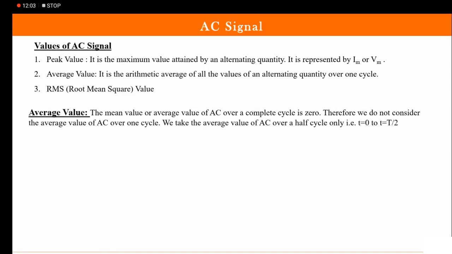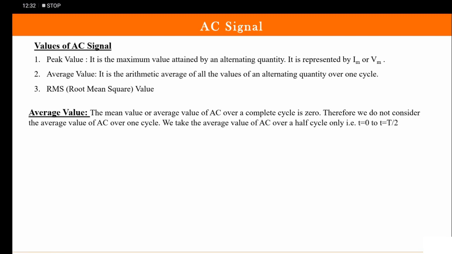So the same is written here, that mean value or average value of AC over one complete cycle is 0. So whenever we talk about a symmetrical value, we do not calculate average value for one cycle. Now what we do is, we calculate average value for half a cycle. That is from t equal to 0 to T by 2, or from omega t equal to 0 to 180 degrees, or 180 degrees to 360 degrees, depending on the waveform.